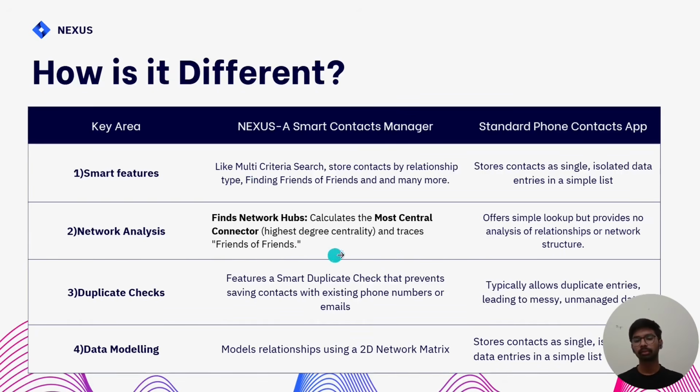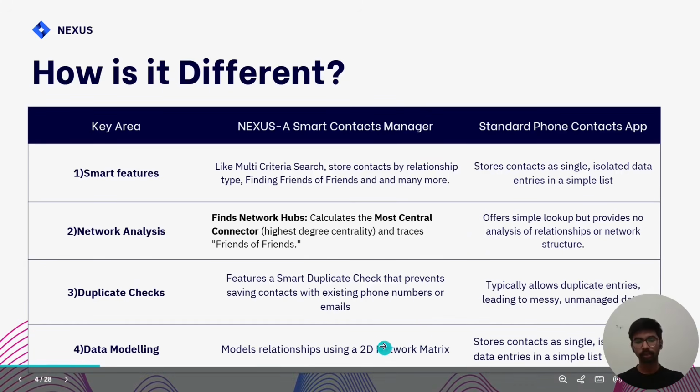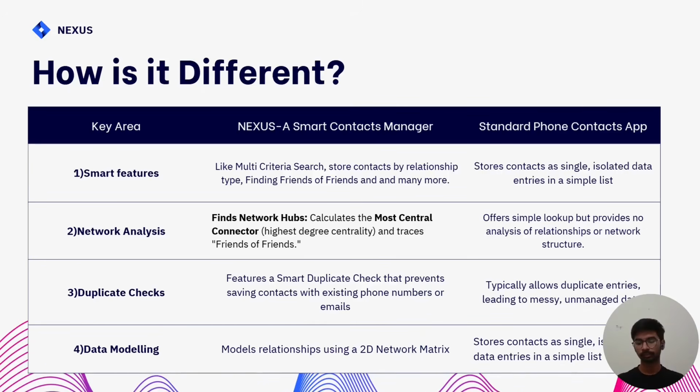It has two important network features. First is the most central connector and friends of friends, which we will discuss briefly afterwards. It also has a duplicate check feature, which prevents saving a contact with existing phone numbers or emails. For example, say you are adding a new contact and you are using the same phone number which already exists in the contact list. So it will show you an error. It handles and models data using a 2D network matrix that we discussed in the last slide.